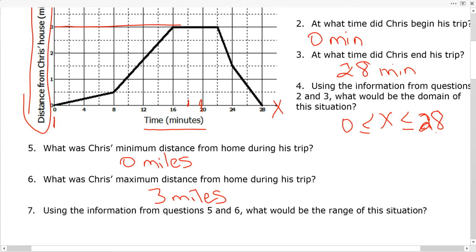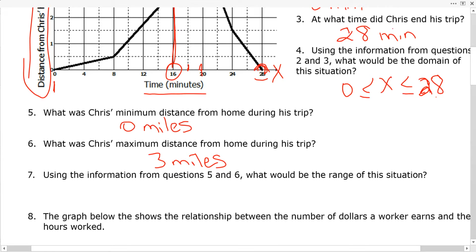And I lied, it was 28 minutes to get to school and back because when he gets home, that's right there. How long did it take him to get to school? 16 minutes. Okay, sorry, side note.